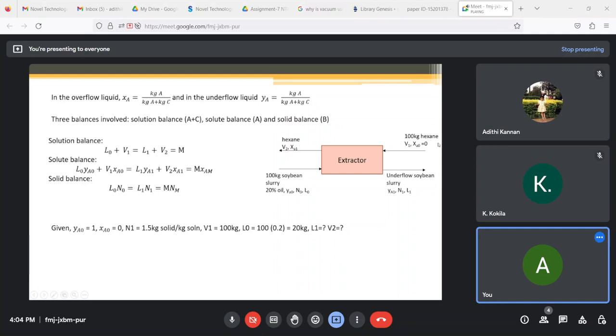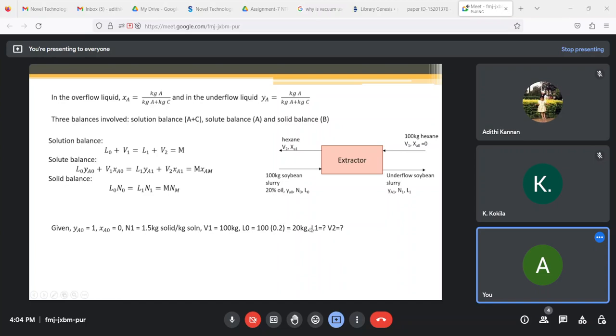V1 is given as 100 kg of hexane, and L naught is the amount of solution that is present. So amount of solution is equal to A plus C. Here since you do not have C in this case, it is only equal to A. A is nothing but your solute, which is 20% of oil. So L naught is equal to A plus C. Since C is 0, L naught is equal to A. So A is equal to 20% of oil, which is 20% of 100 kgs. So 100 into 0.2, which is 20 kgs.